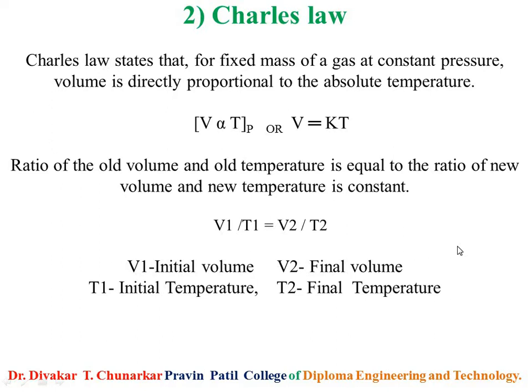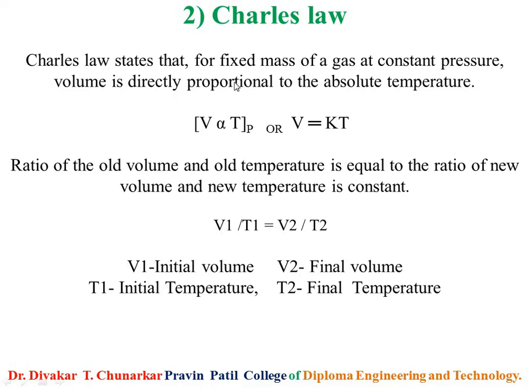Here, V is proportional to T at constant P, because P is constant. V is volume, T is absolute temperature, and P is pressure. So V is proportional to T in the case of Charles's law. For a fixed mass of a gas in a container at constant pressure, volume is directly proportional to the absolute temperature, and therefore V equals kT, or V upon T equals k. This is the mathematical equation of Charles's law.